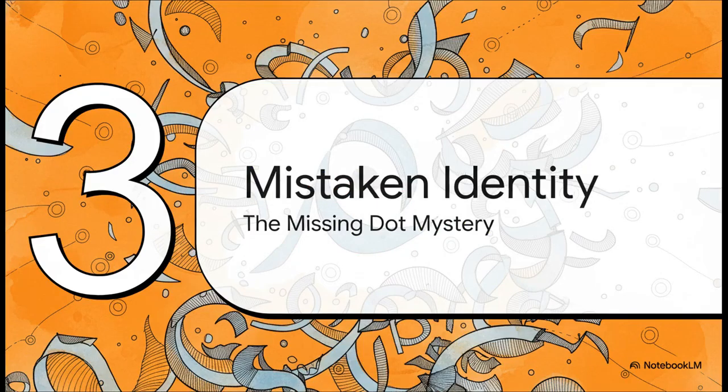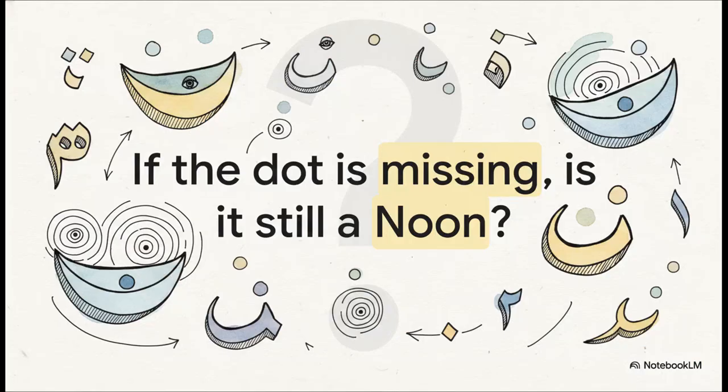Okay, so I think we're all getting pretty good at spotting these noons. But what happens when our biggest clue, the dot, just vanishes? This, my friends, brings us to a fascinating puzzle, the case of the missing dot. This is the big question. If you see that classic bowl shape or that little dip, but there's no dot, is it still a noon? I mean, this is the kind of thing that can trip up even people who've been reading Arabic for years.